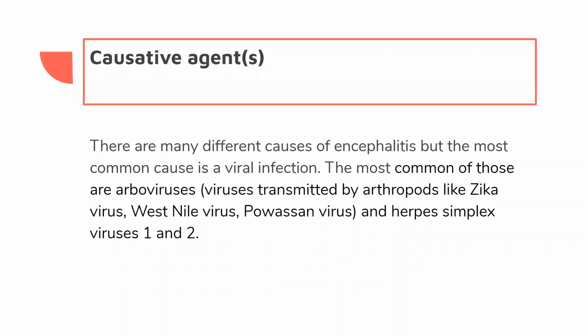Causative agents. There are many different causes of encephalitis, but the most common cause is a viral infection. And of those, the most common are arboviruses, viruses that are transmitted by arthropods like Zika virus, West Nile virus, or Powassan virus, and herpes simplex virus 1 and 2.